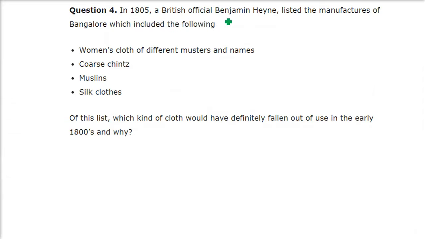In 1805, a British official, Francis Buchanan, listed the manufacturers of Bangalore, which included the following: women's cloth of different kinds and names, coarse chintz, muslins, silk clothes. Out of this list, which kind of clothes would have definitely fallen out of use in the early 1800s, and why?